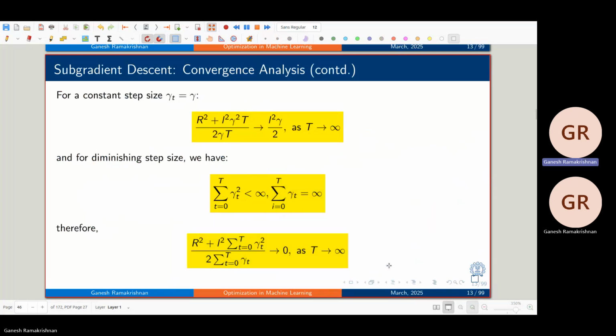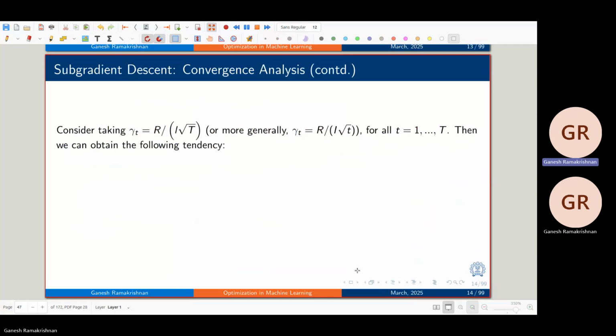Okay, so this gives you convergence. So certainly there's convergence. I think that part is important. Subgradient descent can be sure to converge under this fairly generic condition that the summation of gamma t is not finite.